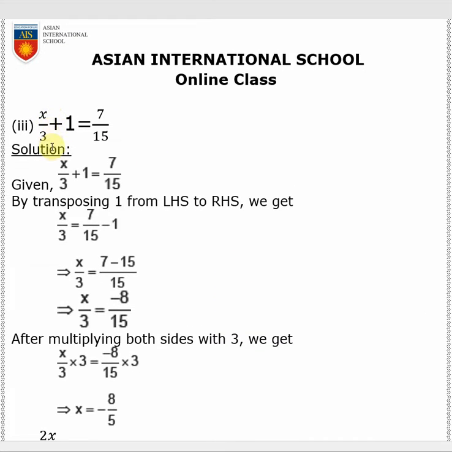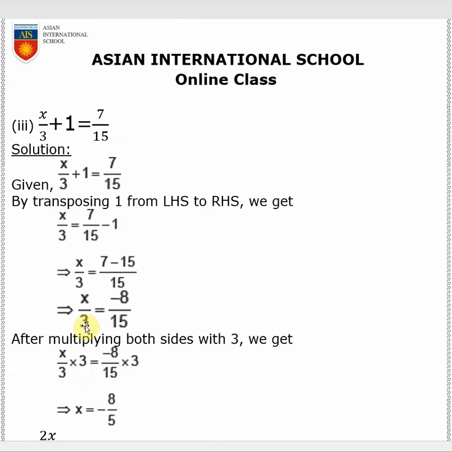Next is x by 3 plus 1 equals 7 by 15. In this case, we will first bring this plus 1 to the right side. That means plus 1 is placed on the right side as 7 by 15 minus 1. Then x by 3 is this. Now the LCM will give us 15. 7 minus 15 is minus 8, so minus 8 by 15. So x by 3 is minus 8 by 15.